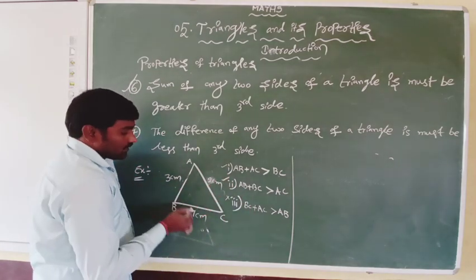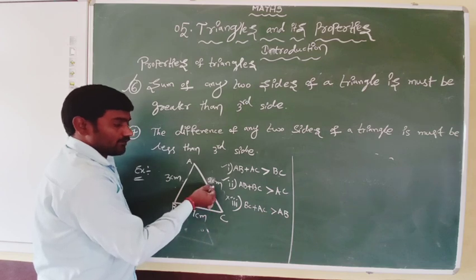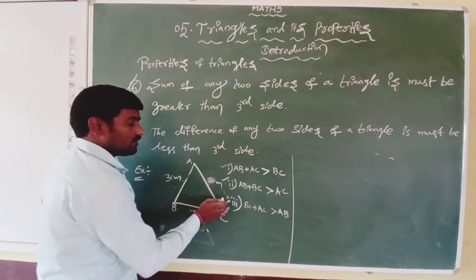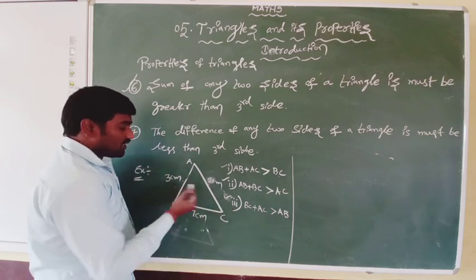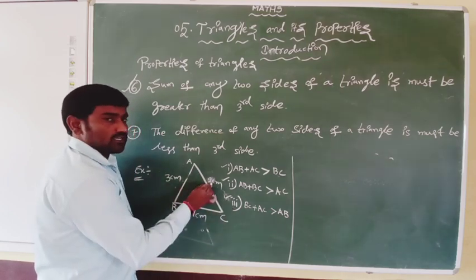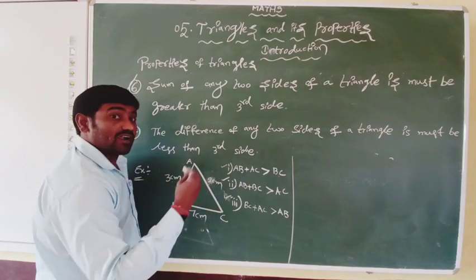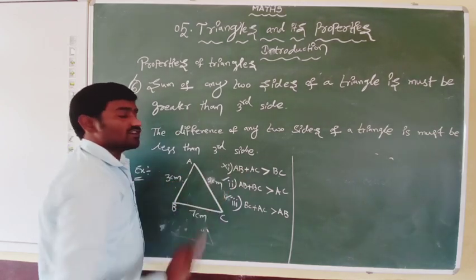Then here 7 centimeter and 2 centimeter, 9 centimeter. 9 is greater than 3. Then it is also satisfied. Then let's see. 3 centimeter plus 2 centimeter, 5 centimeter. 5 is greater than 7? No. 5 is not greater than 7. It does not satisfy the first condition.